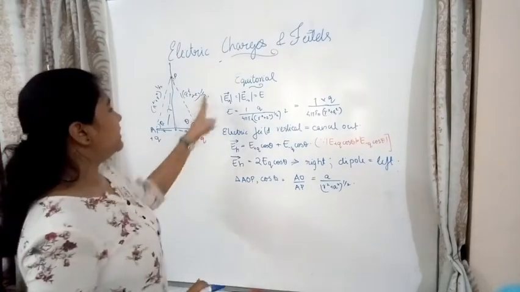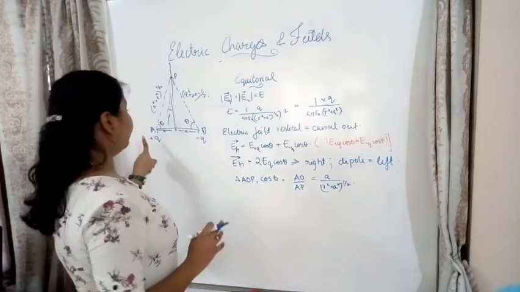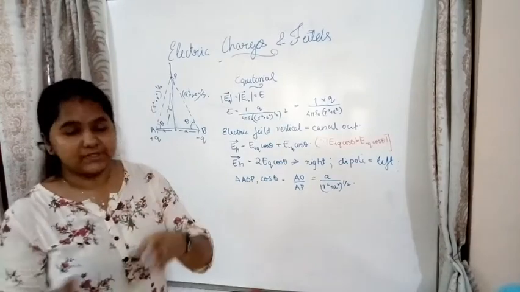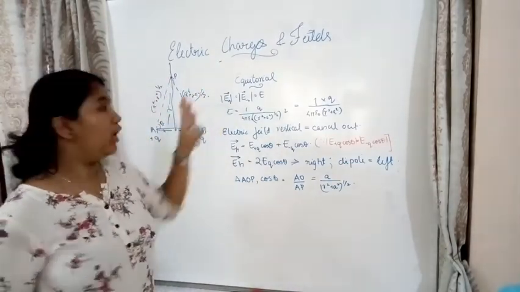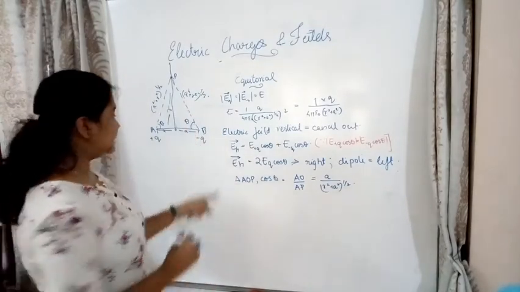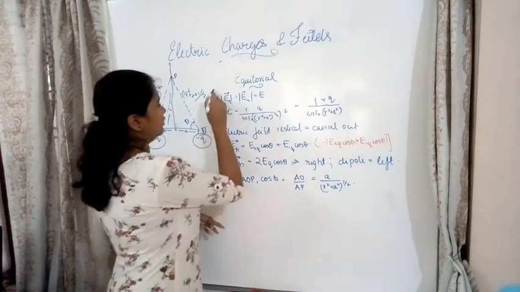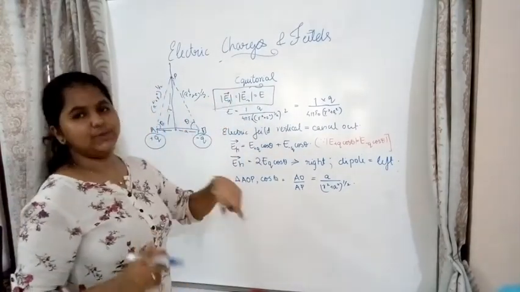First thing, we know that the value of the electric field by the positive charge and the negative charge is the same, because they are equal and opposite, and the distance between them is the same. So the magnitude of the electric field intensities of plus Q and minus Q is the same. That is what I have written over here: magnitude of E plus Q is equal to E minus Q is equal to E.